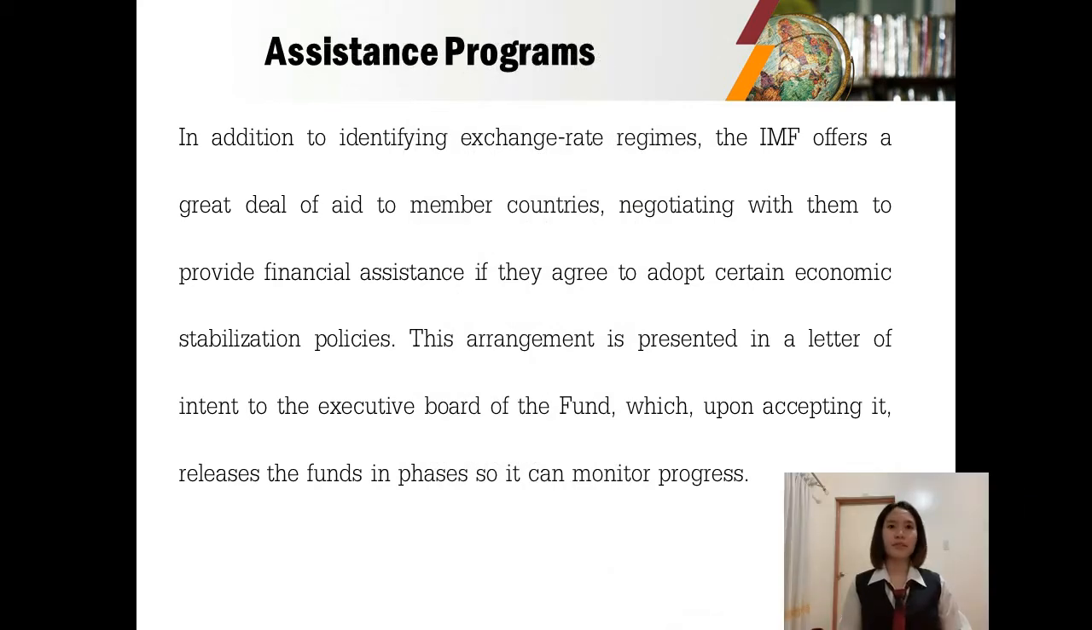Assistance programs. In addition to identifying exchange rate regimes, the IMF offers a great deal of aid to member countries, negotiating with them to provide financial assistance if they agree to adopt certain economic stabilization policies. This arrangement is presented in a letter of intent to the executive board of the fund, which upon accepting it, releases the funds in phases so it can monitor progress.